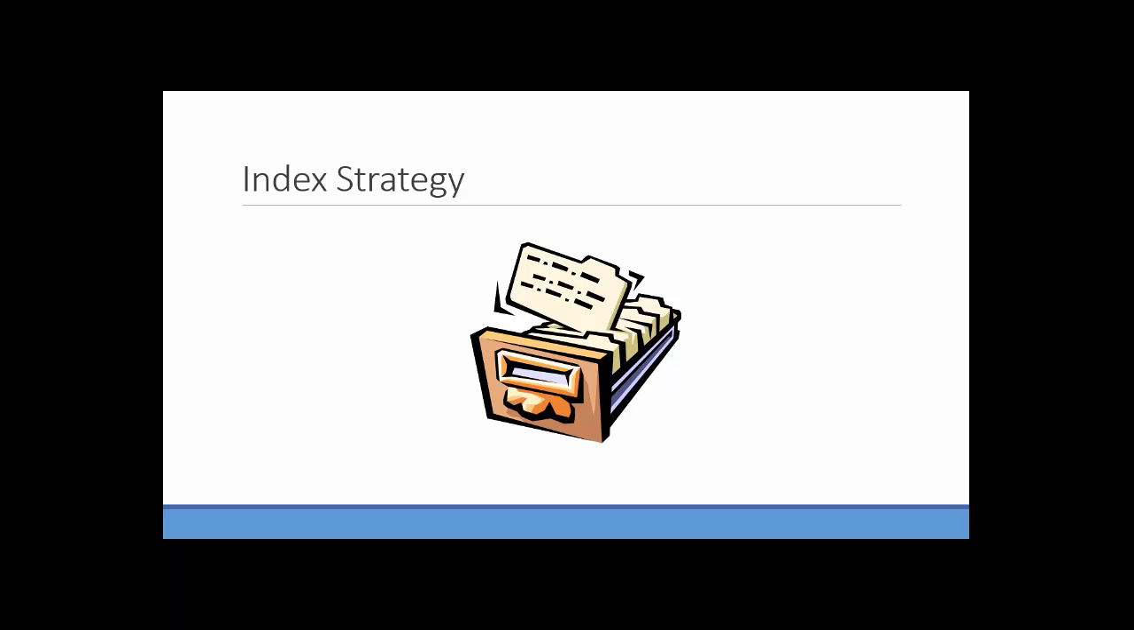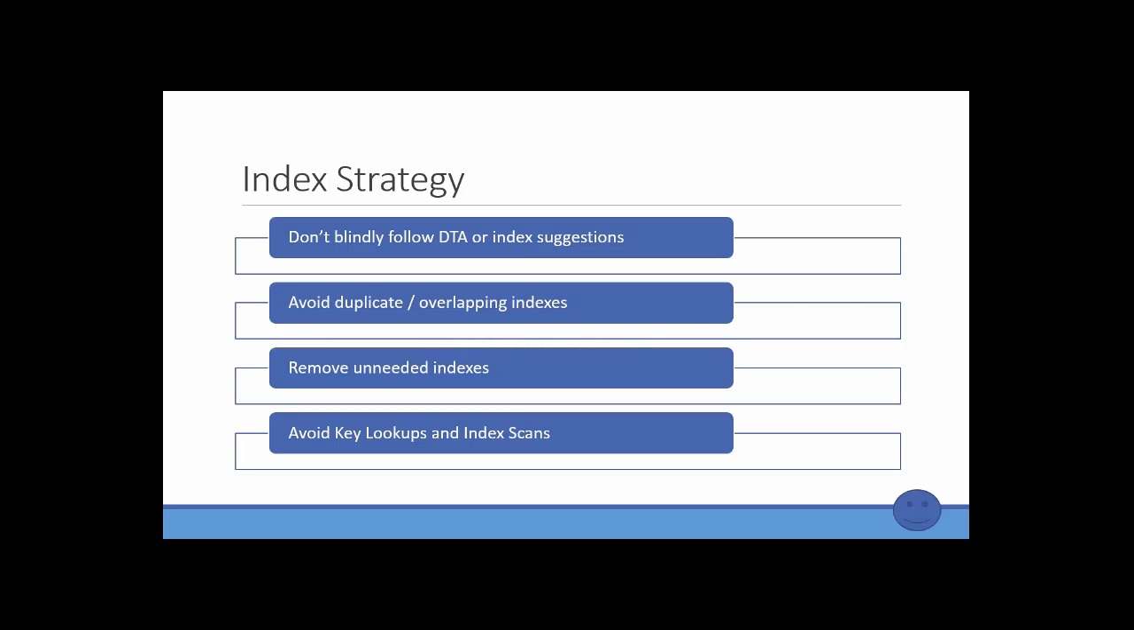So that's another thing. I love index tuning because it makes me look like a miracle worker. It makes me look like magic, so I love it. So that's the problem. I'm going to call it an index strategy, or a lack of index strategy. So don't blindly follow the Database Tuning Advisor, the DTA. Don't blindly follow that, or the index suggestions. You can look at it. Maybe an index is a good idea. Maybe it's not. Maybe you need to tweak an existing index. Be careful with duplicate and overlapping indexes.